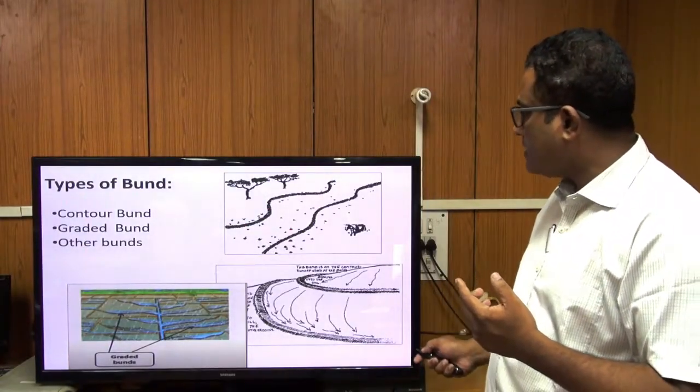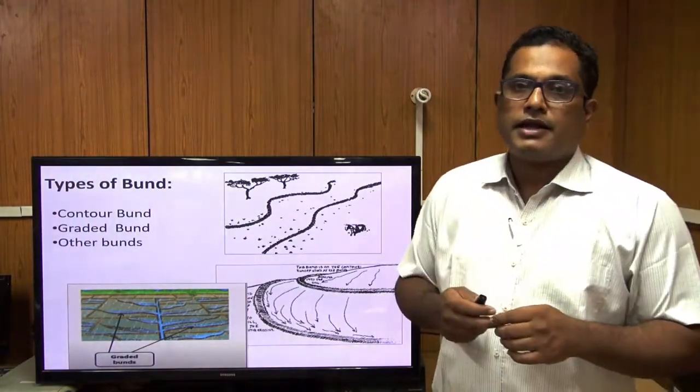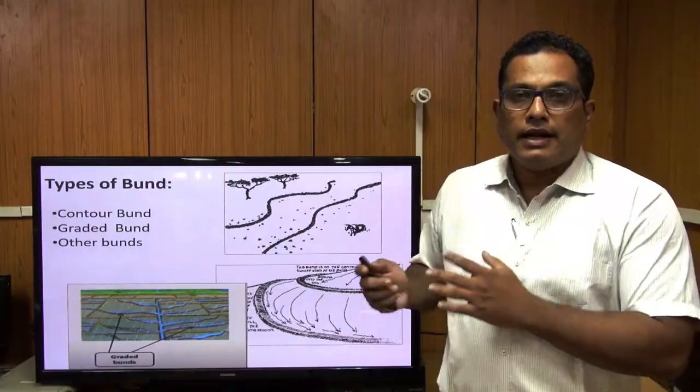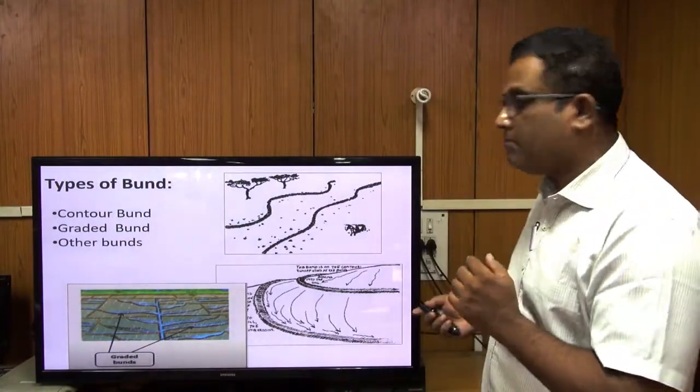The first type of bund, as I have already told, is for areas with less rainfall, rainfall lower than 600 mm per year.